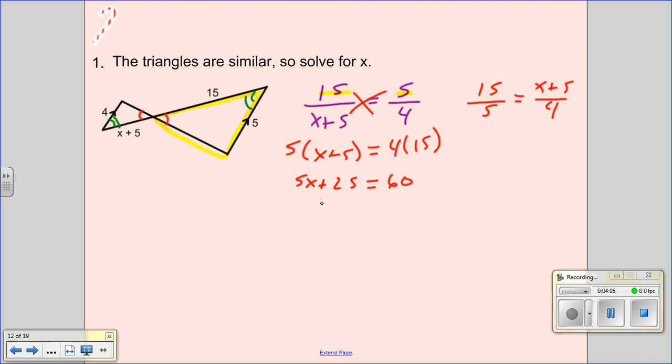Now you would subtract 25 from both sides, which would give you 5x is equal to 35. And now divide both sides by 5, so x is equal to 7. So essentially, identify your proportional pieces, set up the proportion, and then cross multiply.